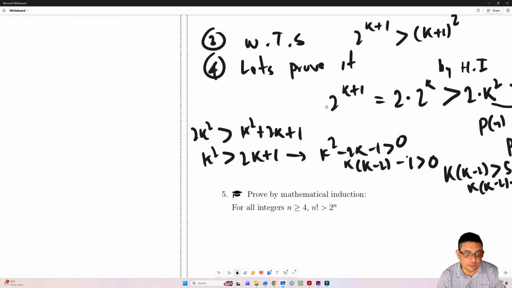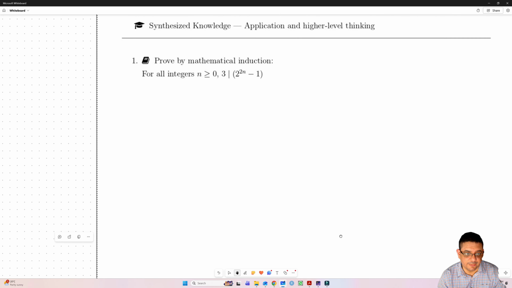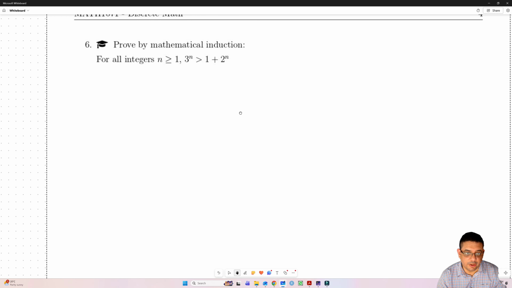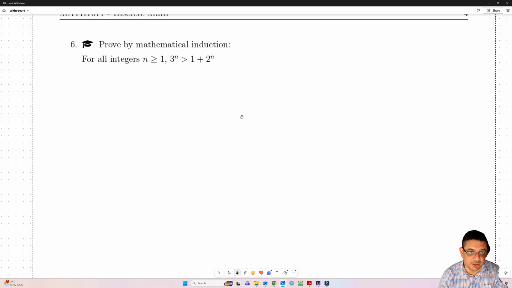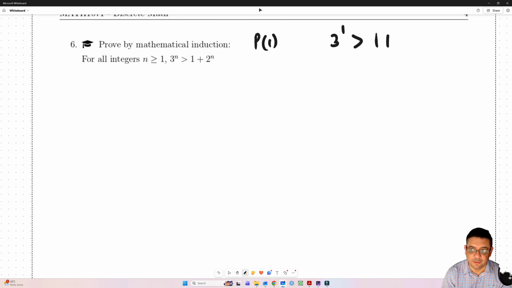Now let's go for question 6. So let's prove by mathematical induction that 3 to the n is bigger than 1 plus 2 to the n. So now, of course, this is for n bigger than 1. So we're going to prove the P(1) step. Notice that 3 to the 1 is actually bigger than 1 plus 2. Wait a minute. This is not okay. Okay, so something is not okay here because we cannot say that 3 is bigger than 3.